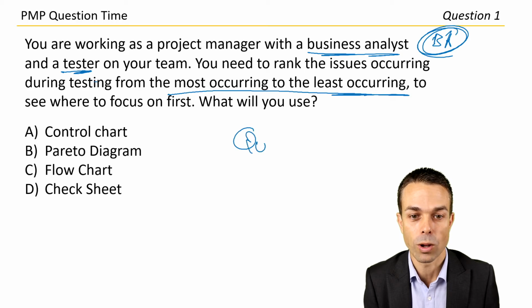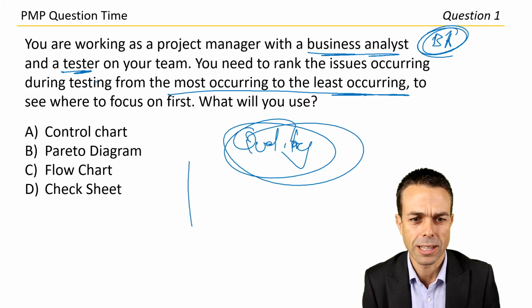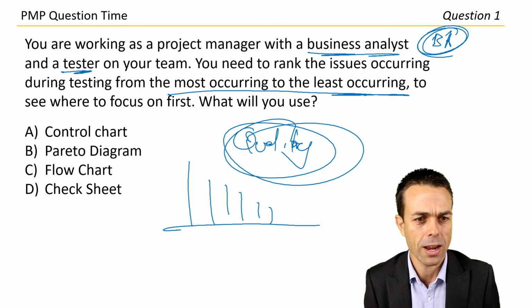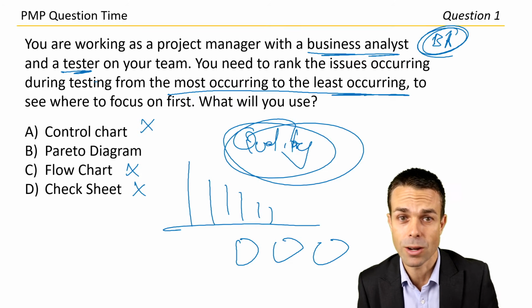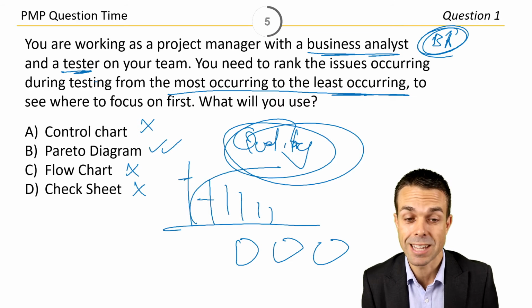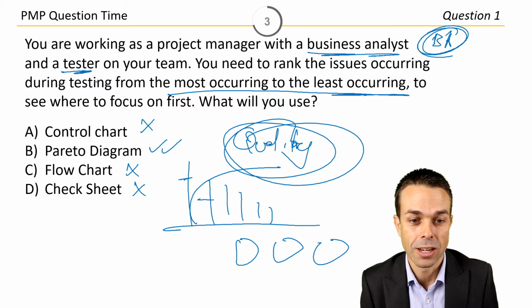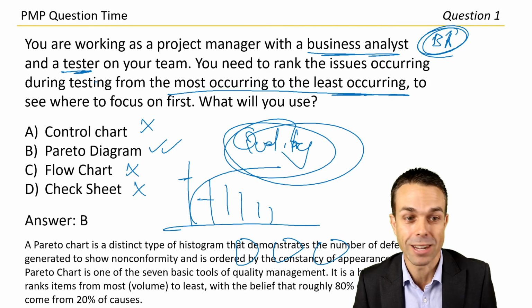This sounds like a quality management type of tool, and we're doing most to least, so probably like a histogram, not a control chart, not a flow chart, that's more of a step-by-step, not a check sheet, we might use that for gathering data or information. Probably going to be a Pareto diagram where we go from most to least, and then we also do a bit of a percentage, like a cumulative percentage to see where the most defects are. Let's go with letter B for now.